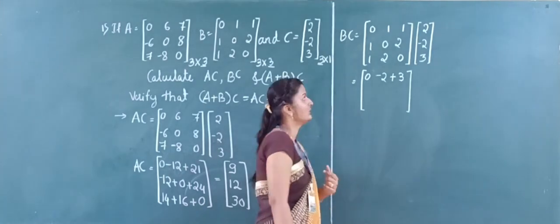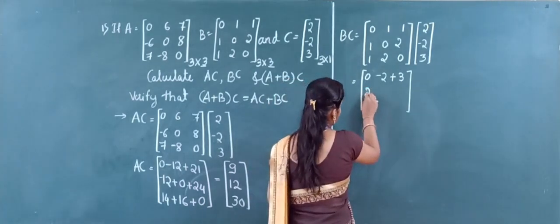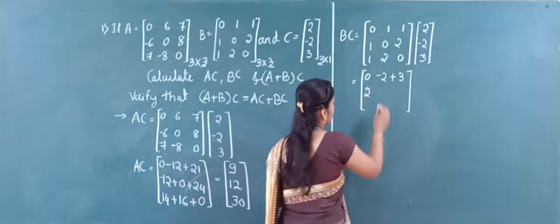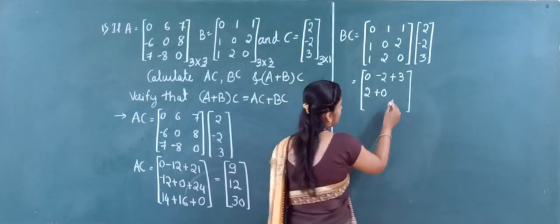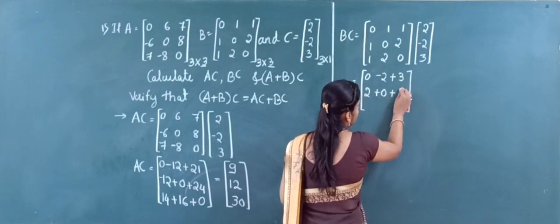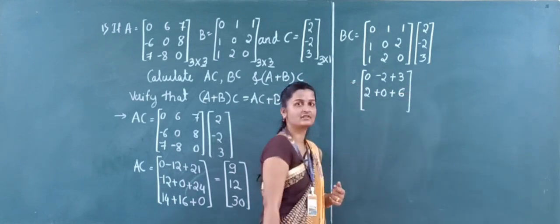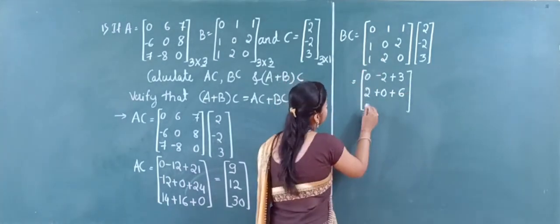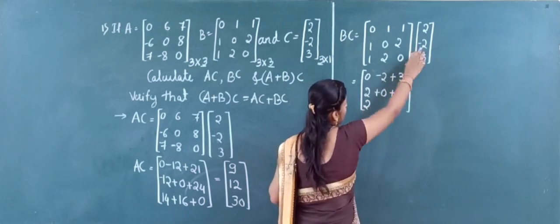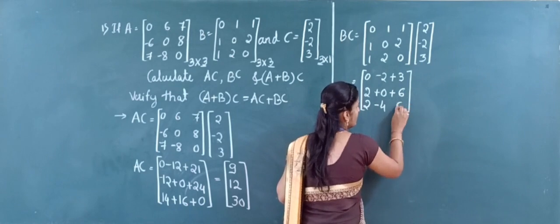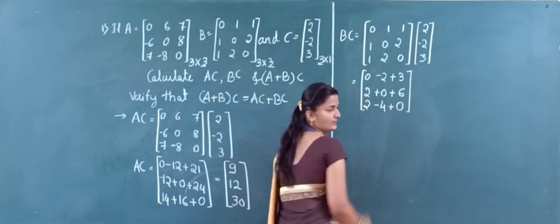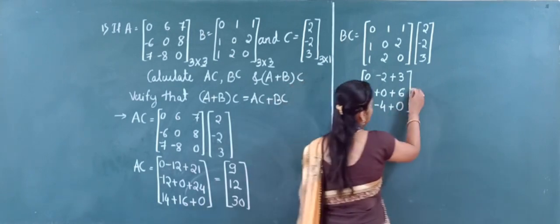Next, the second row. 1 into 2, 2; 0 into minus 2, 0; 2 into 3, 6. Next, 1 into 2, 2; 2 into minus 2, minus 4; 0 into 3, 0. So this is our BC.